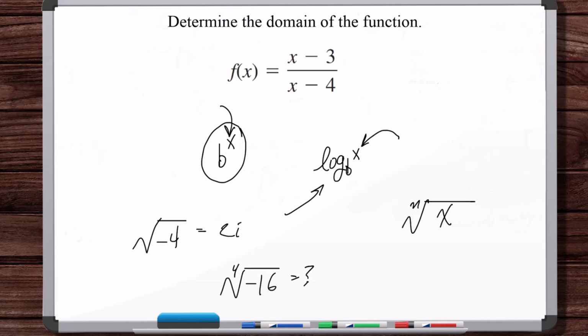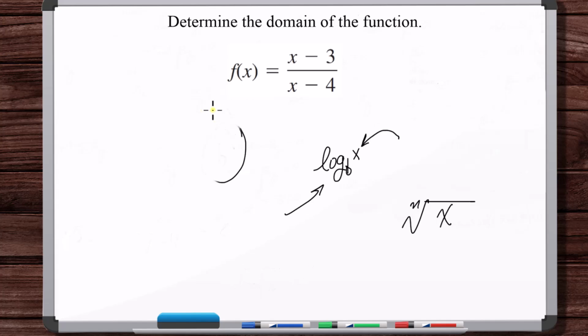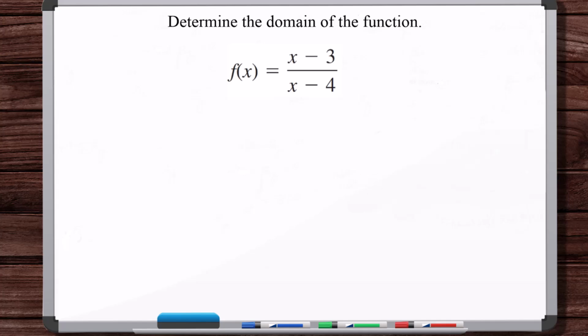Now, for these problems we're about to work, we're going to assume that we're not allowing for any complex numbers, in which case we're not allowing for any negative numbers inside of even root radicals. That's what we're going to assume for these problems here. So let's determine the domain of each function.